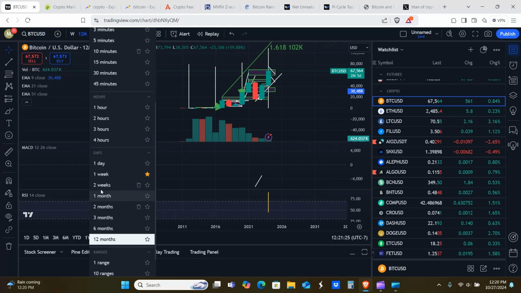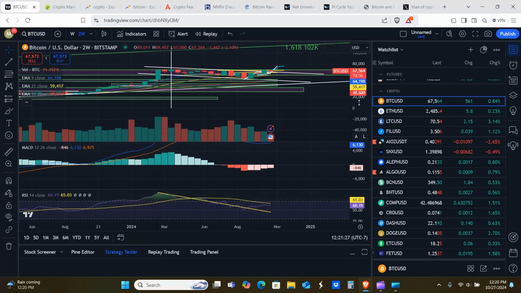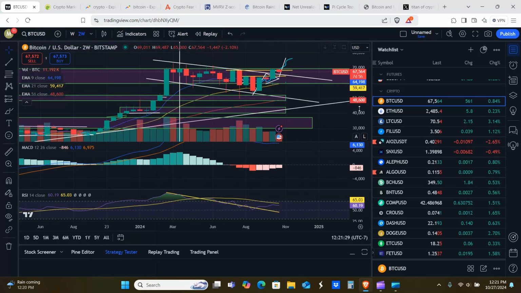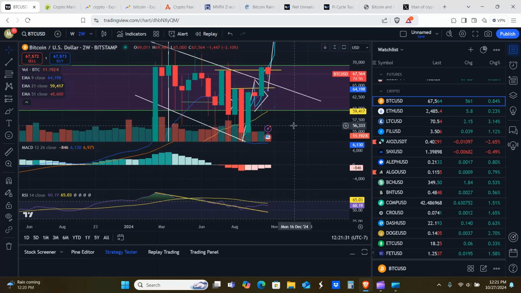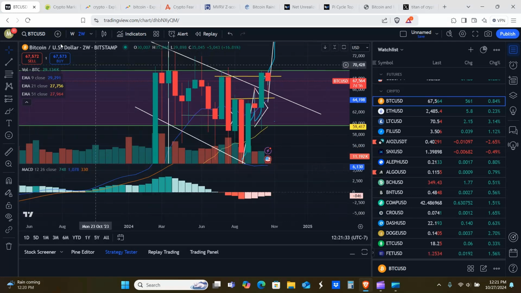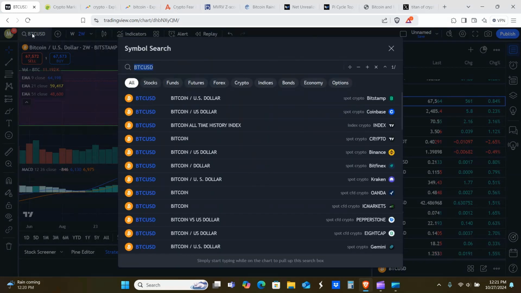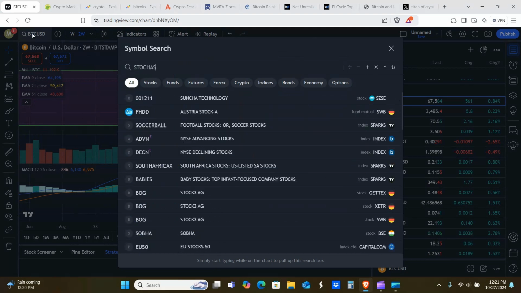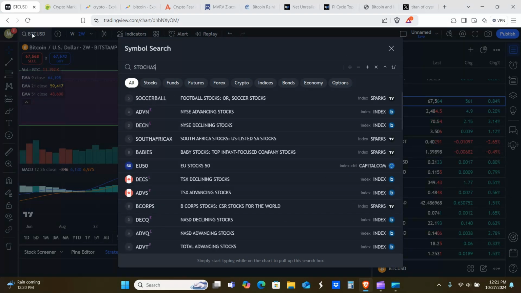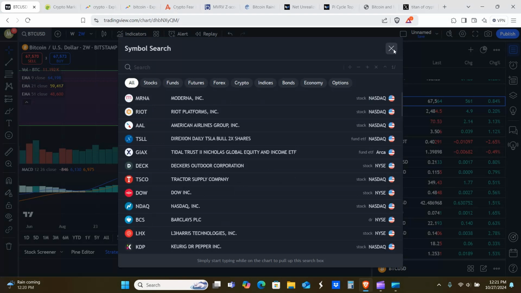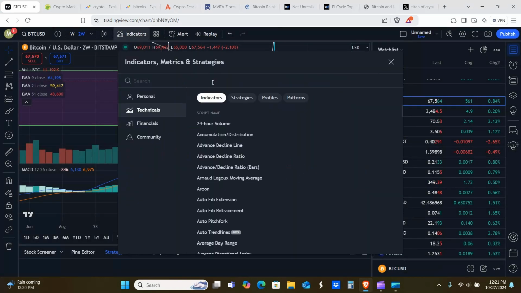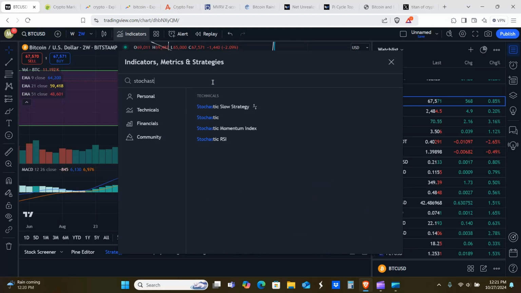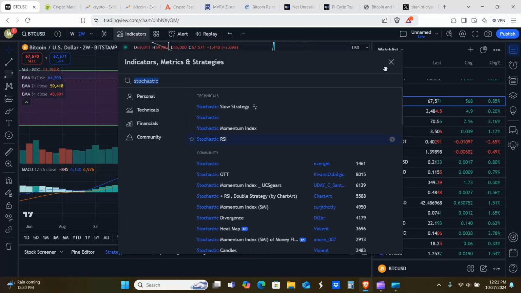All right, so I have another couple things I want to show you guys before we close out here. So the next one I want to go over, and I got to get rid of this to actually show you guys this. So let's see here, stochastic. Oops. Yeah, okay, so I'm on the ticker symbol search. That's why that's not working. Okay, so stochastic RSI, I want to pull this up.